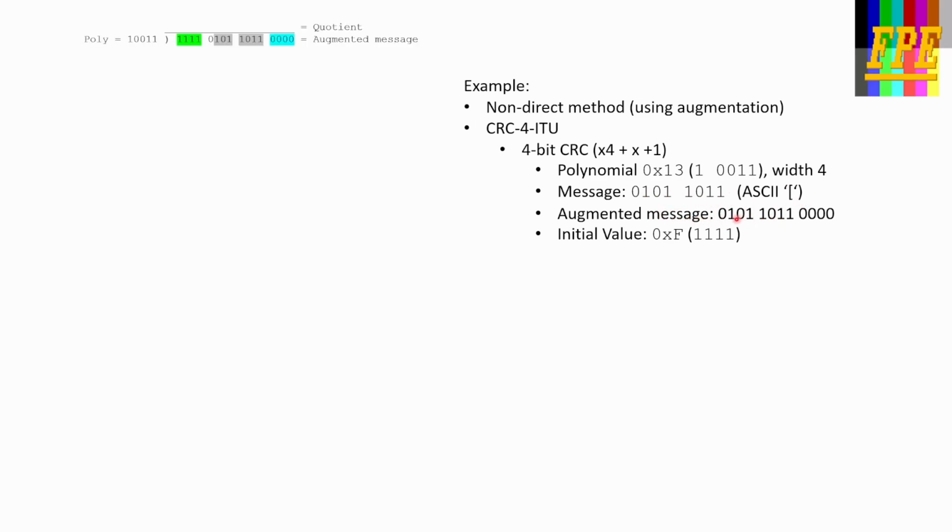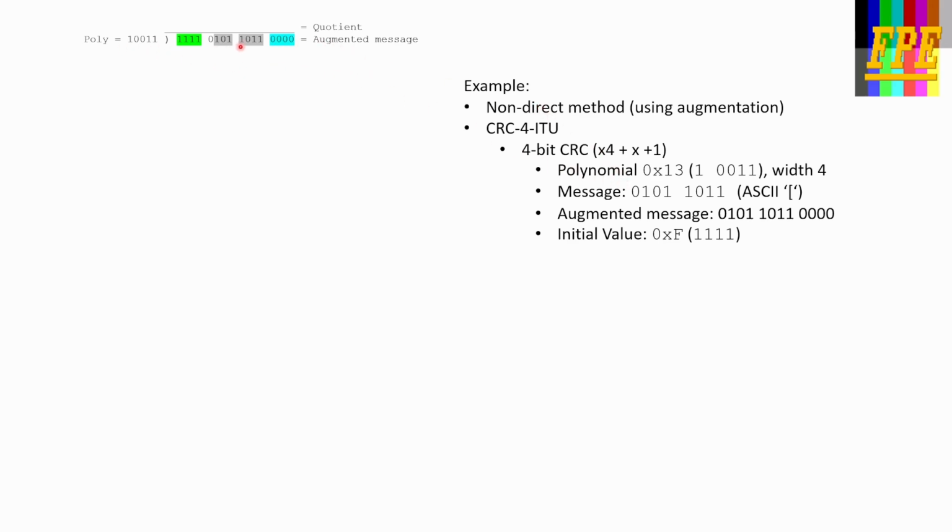And with an initial value of just one nibble of 0xf, or just all ones. So if we're going to write this out kind of like long division, the polynomial is on the left side here, 10011. The initial value is this 1111. The actual message is 01011011. And then the augmentation, all that means is that you're adding on, in this case, a nibble of all zeros to the end of the message.